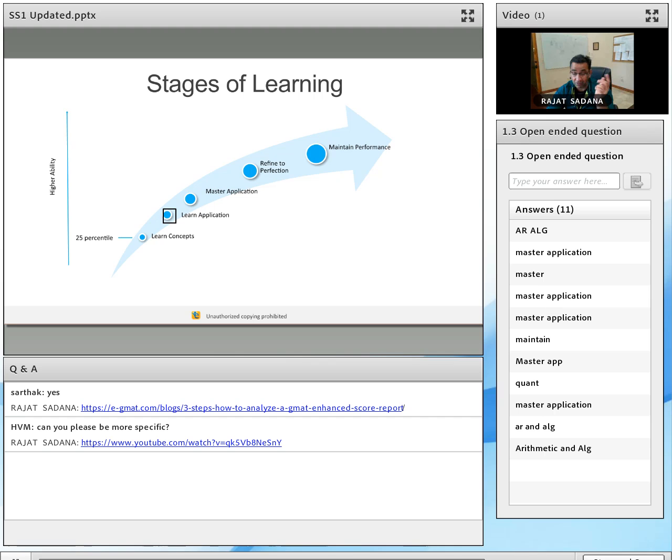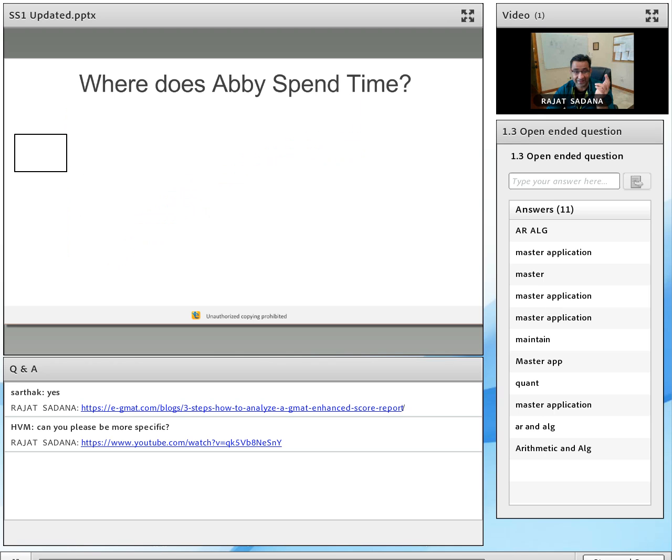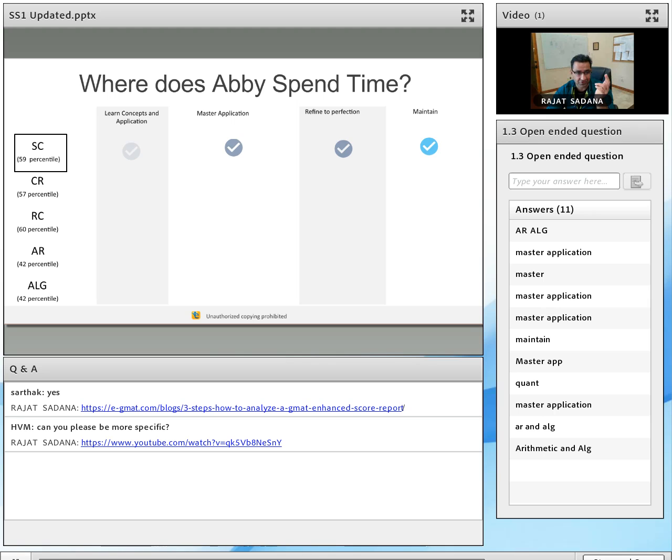And a lot of people don't understand that. They say, I'm strong in verbal, I'm not going to spend as much time on verbal. They actually kill their GMAT scores. Okay. Similarly on CR, she knows all the concepts. Her starting score is around that 60th percentile. She needs to focus on mastering application. She needs to focus on refining to perfection. The same thing in reading comprehension.